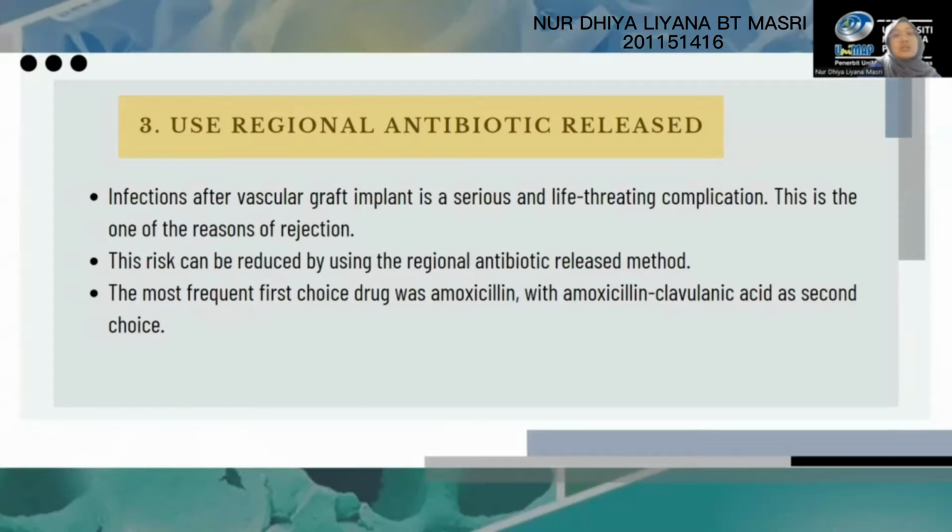The third approach is to use regional antibiotic release. Infection after vascular graft implant is a serious and life-threatening complication. It is one of the reasons for rejection. The risk can be reduced by using the regional antibiotic release method. The most frequent first-choice drug was amoxicillin, and amoxicillin-clavulanic acid as the second choice.